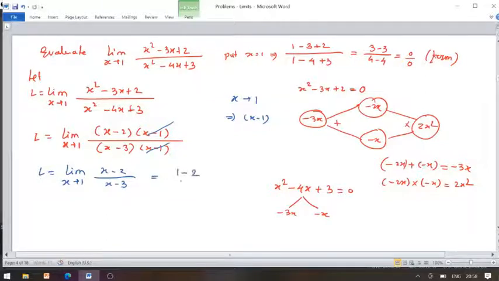So let's replace now x by 1. We get 1 minus 2 divided by 1 minus 3. 1 minus 2 is minus 1. 1 minus 3 is minus 2. Minus minus becomes a plus. So our final answer, or the value of the given limit as x tends to 1 of x square minus thrice x plus 2 divided by x square minus 4x plus 3, is half.